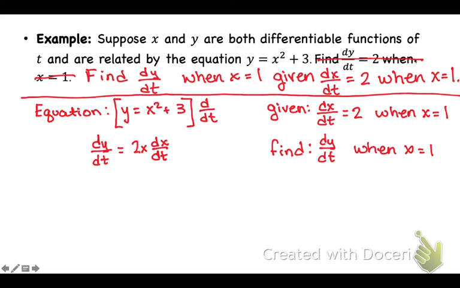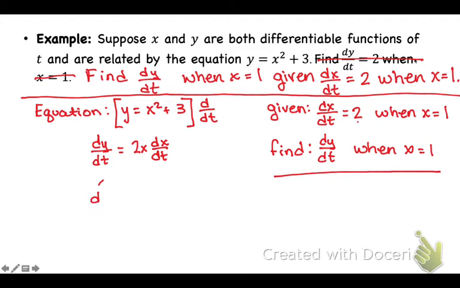And the derivative of any constant, no matter what, is 0. So I'm done, I found my derivative. But I need to find dy dt when x is 1. And it tells me dx dt equals what? 2. So guess what I do with that? I plug in 2.